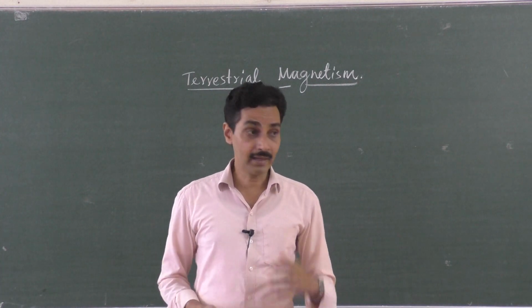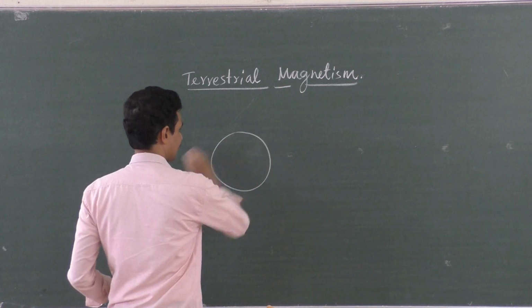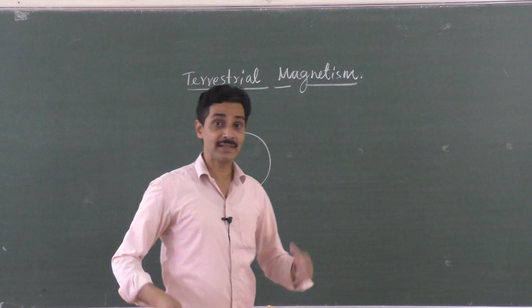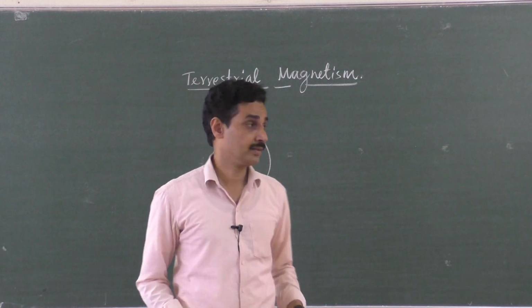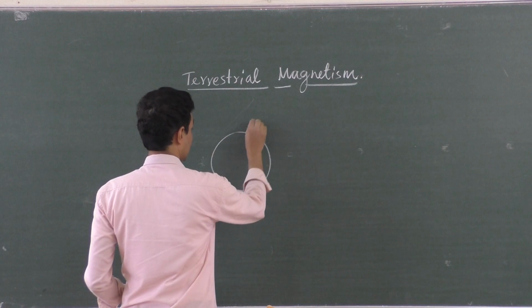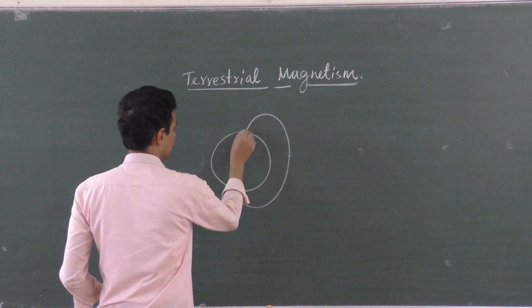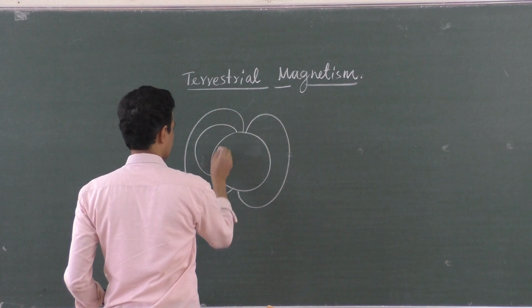But whatever it is, Earth behaves as if there is a magnet inside. There is no magnet inside. The whole Earth itself is acting like a magnet, remember. There is no separate magnet inside the Earth. But we can feel that because of the Earth's magnetic field like this.